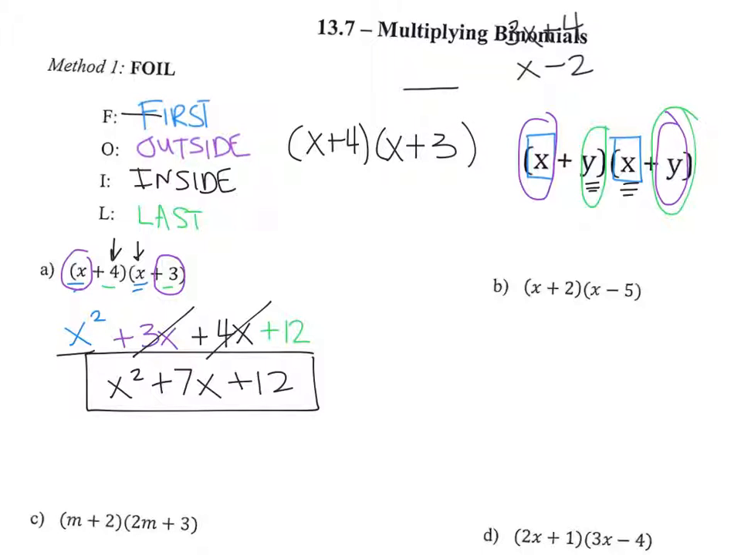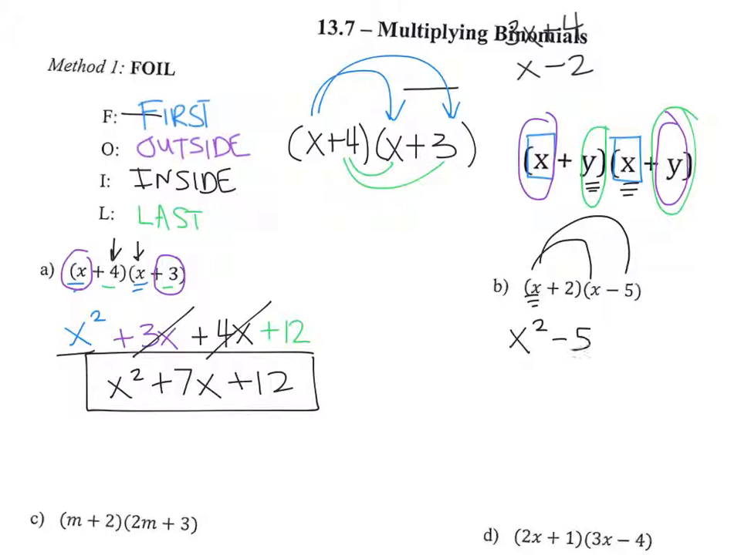You can think of it as multiplying x by both of these, and then by multiplying 4 by both of these. So I'm going to do it that way. So I'm going to take this x and I multiply it by x and get x squared. Then I multiply it by negative 5 and get negative 5x.